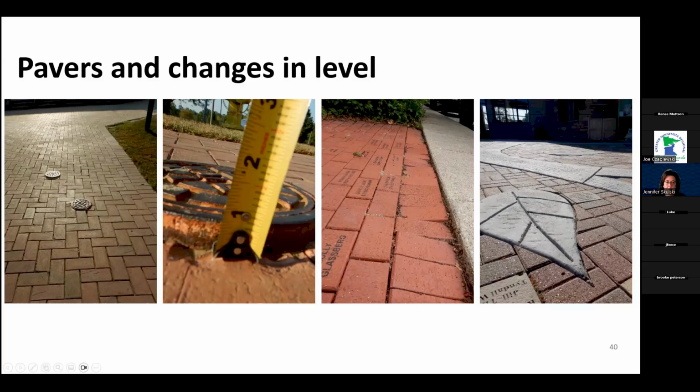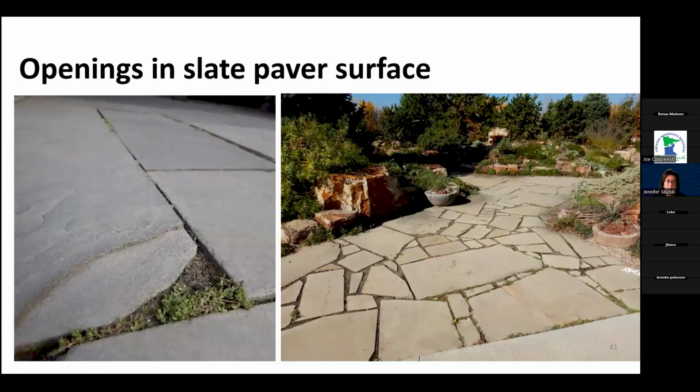I like the crush or the stamped concrete. So other issues, slate pavers, this can be an issue as well. While it might be really cool for the aesthetic, especially in a conservatory or an outdoor garden, those openings in the surface create changes in level as well. And so we really need to look at maintaining that accessible route and minimizing the opening size.